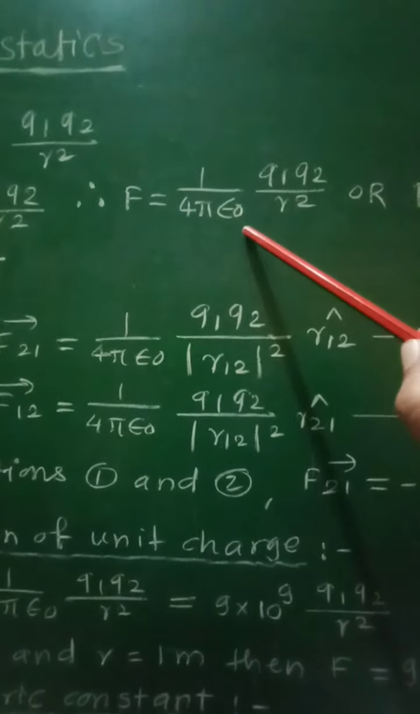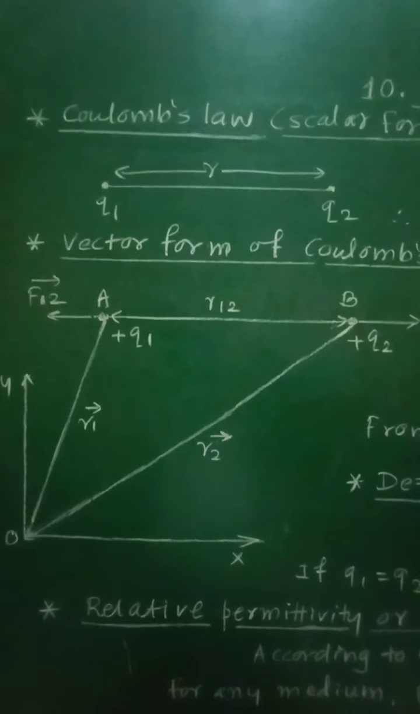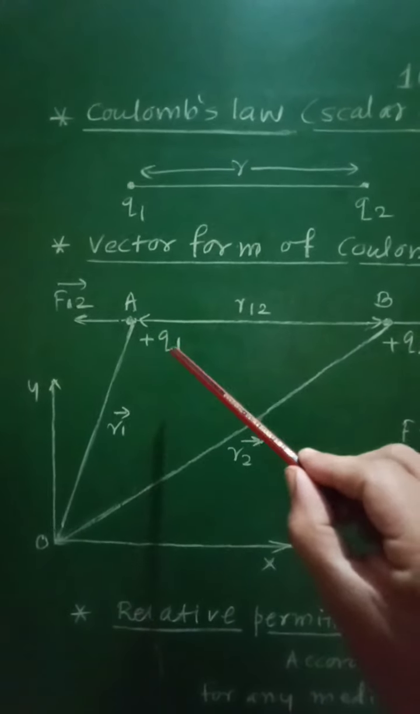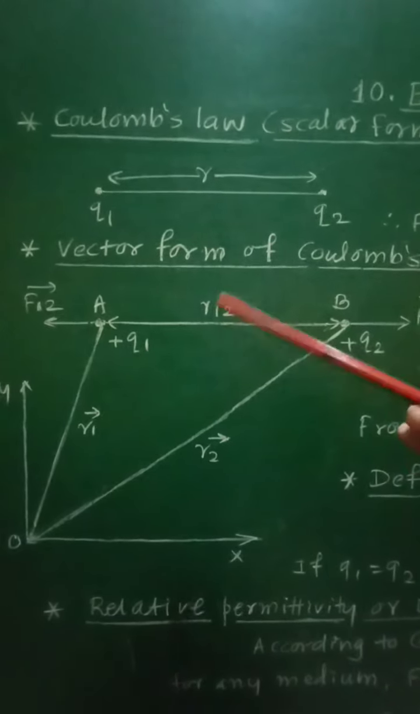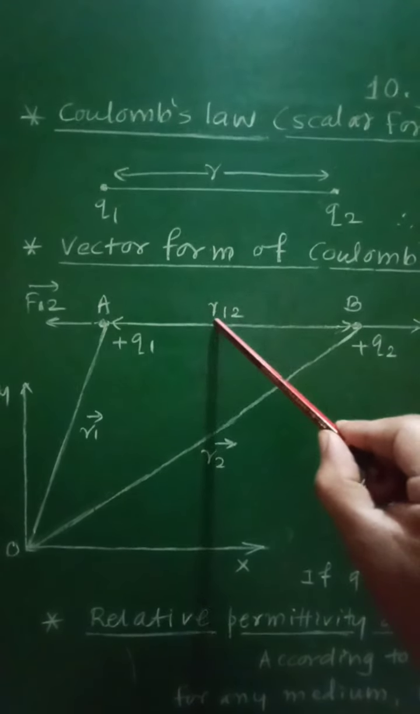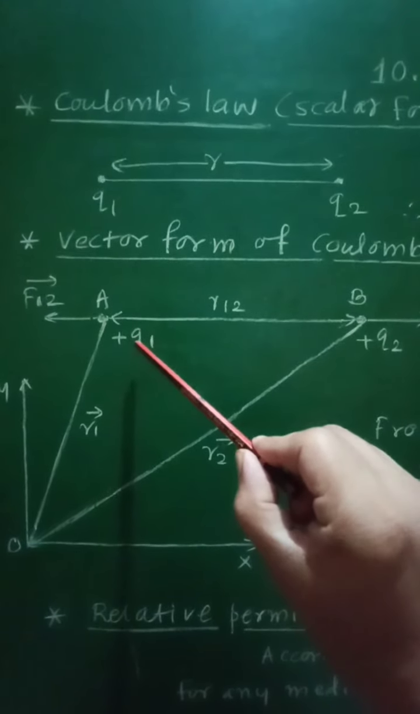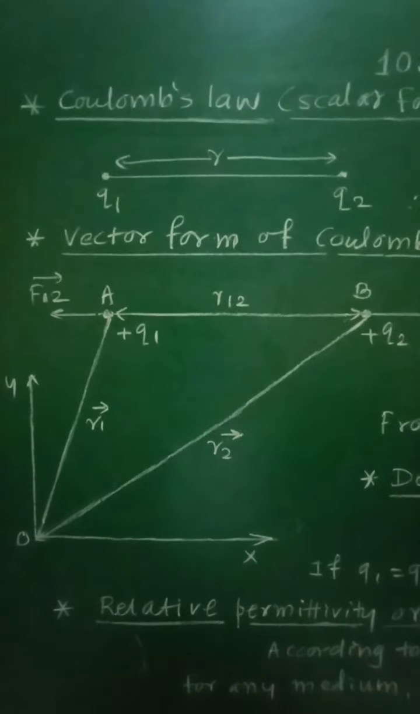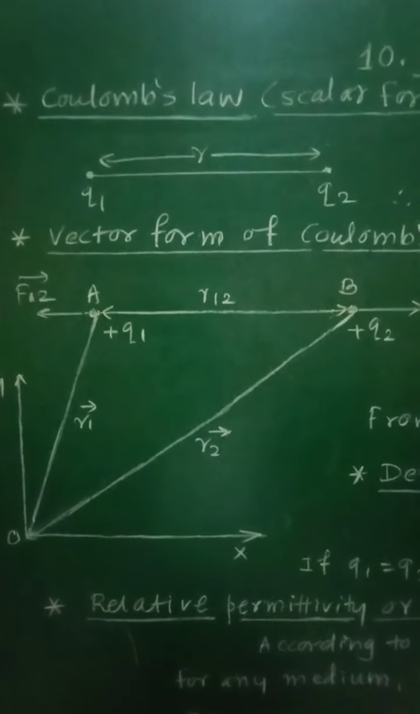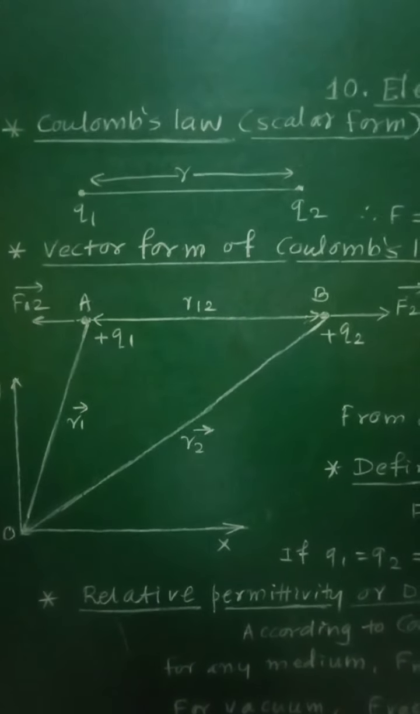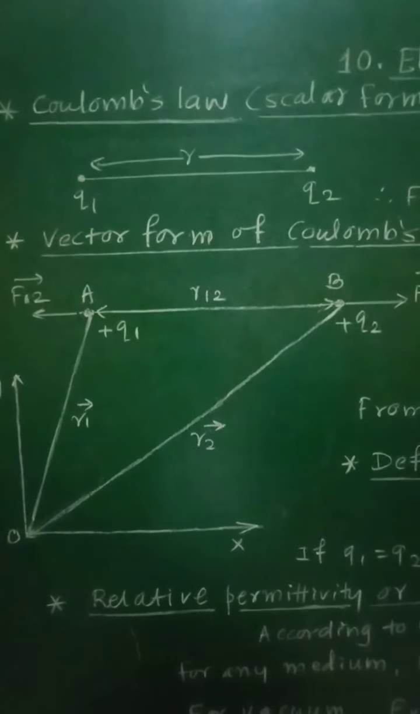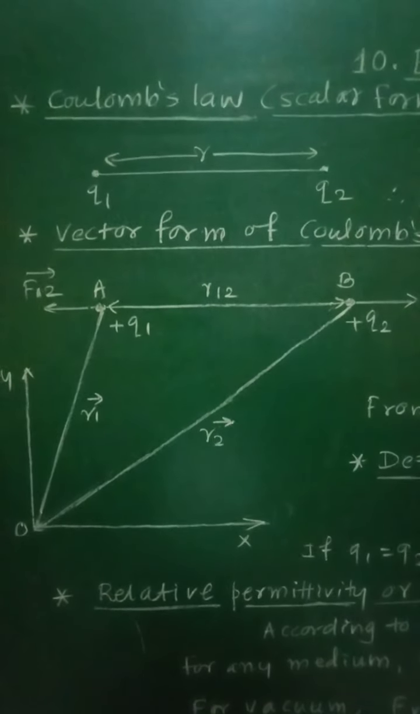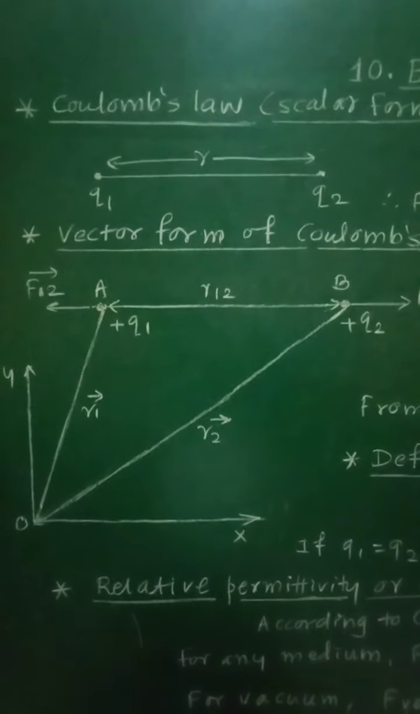So in order to explain the vector form, let Q1 and Q2 be the two similar point charges, that is positive charges Q1 and Q2, which are separated by a distance r12, and the charges will be situated at the 2 points A and B. So the magnitudes of the charges are Q1 and Q2, and these two charges are similar charges situated at points A and B, and the distance of separation between them is r12.